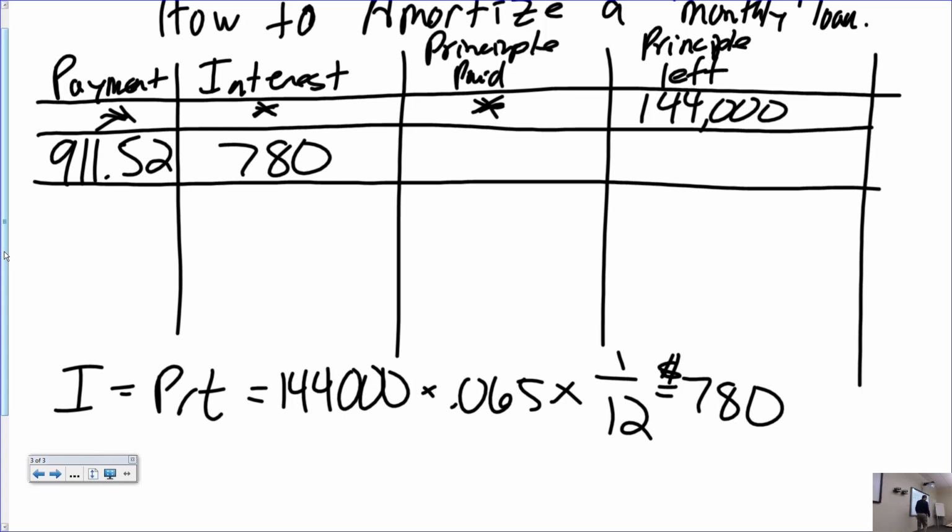131.52 is all? Yes, exactly. So take the difference between this. Your payment pays the interest first, and so you subtract 131.52. So from that $911.52 payment, you bought $131.52 of house.